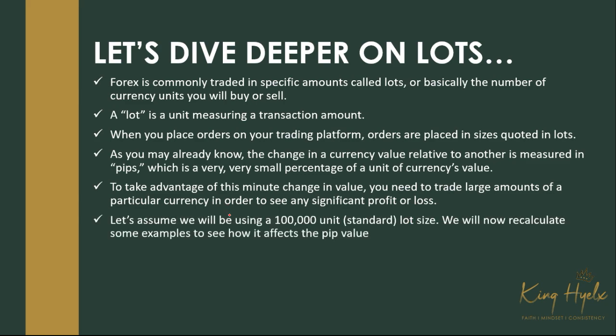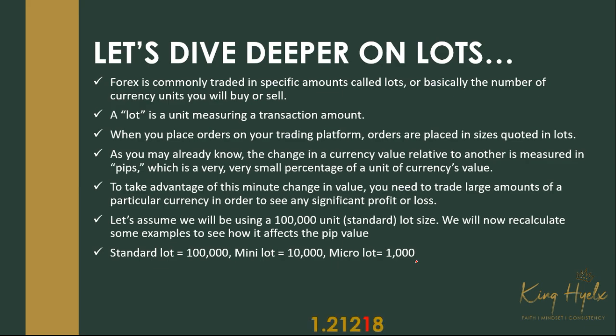Let's assume we'll be using 100,000 units. That's a standard lot. We'll now recalculate some examples to see how it affects the pip value. So we already know standard lot equals 100,000 units of the currency, mini lot equals 10,000 units of the currency, micro lot equals 1,000 units of the currency.